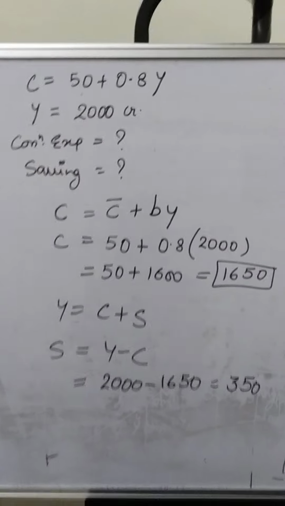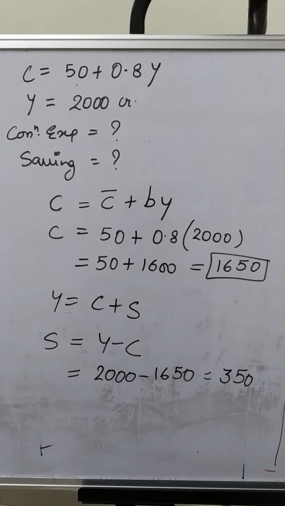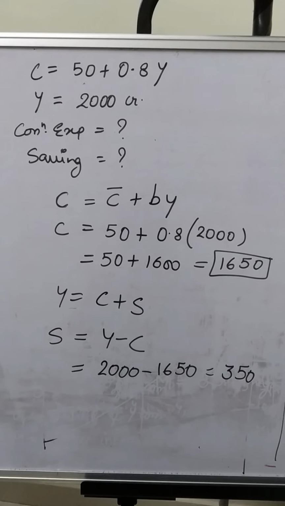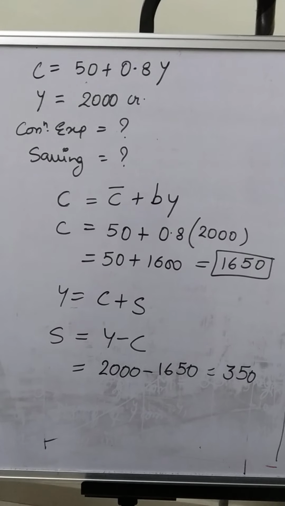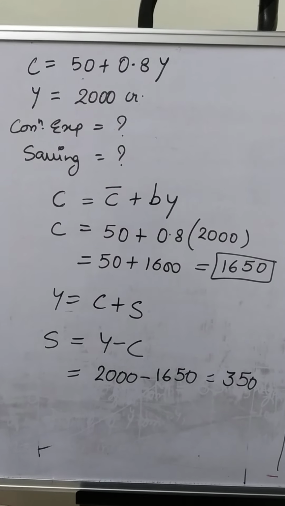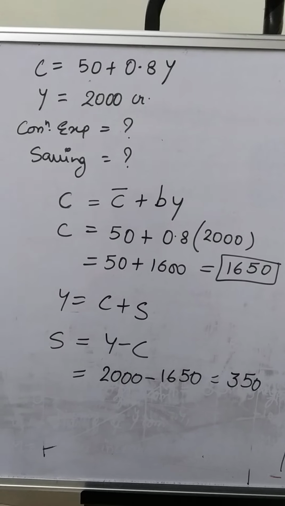See it again. Consumption expenditure: that's why we are using the algebraic expression, because the consumption function is already given in the question. So directly we can put the values. Now let's do another numerical.